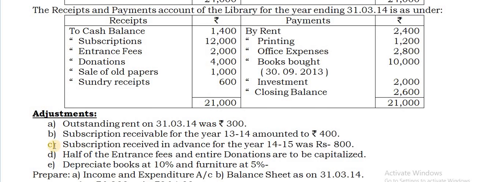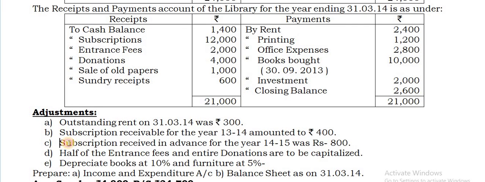Here one extra is given, subscriptions received in advance. The subscriptions received in advance are to be taken. It's an income received in advance. In the income and expenditure account you have to deduct from subscriptions, the subscriptions 12,000, minus this, on the credit side of the income and expenditure account. And this will appear in the balance sheet on the liability side as incomes received in advance or subscriptions received in advance.